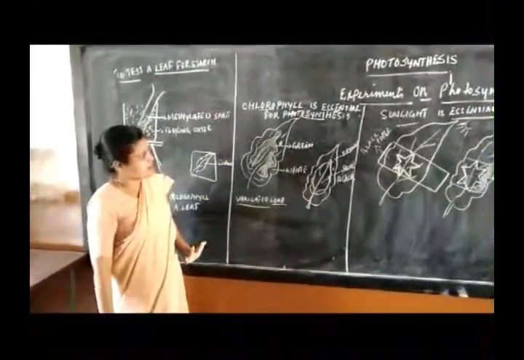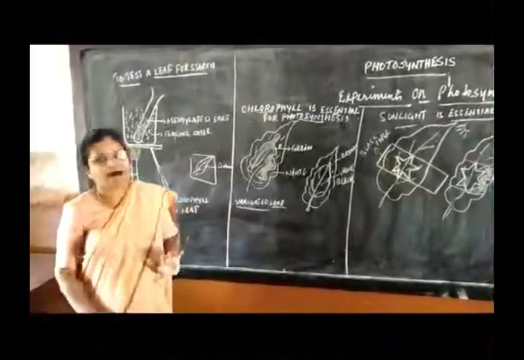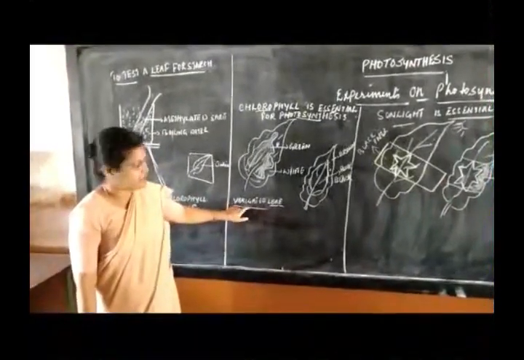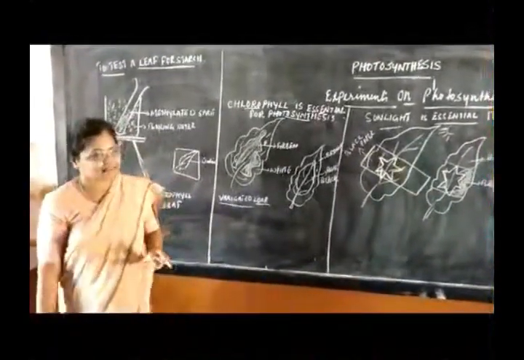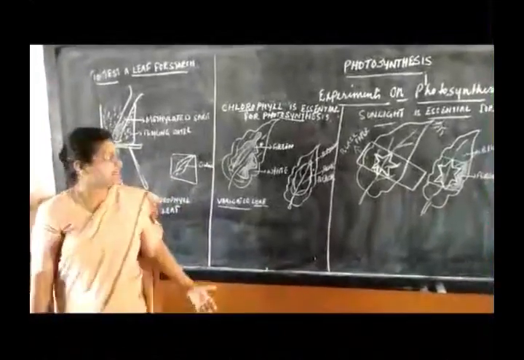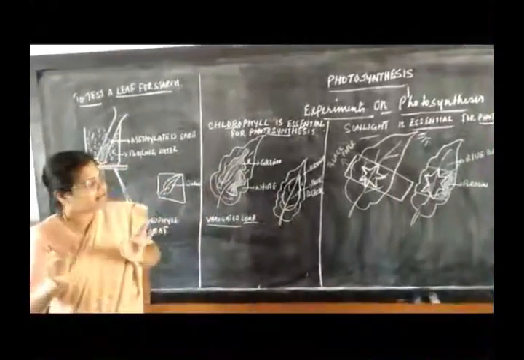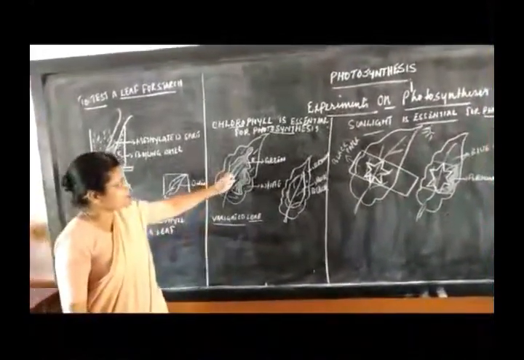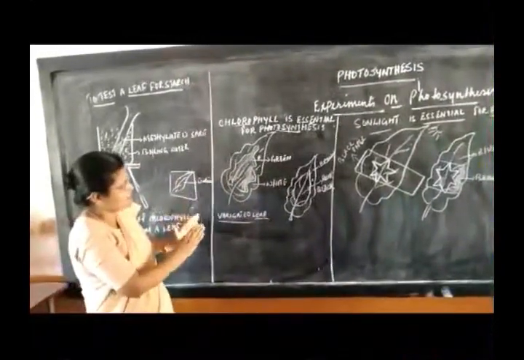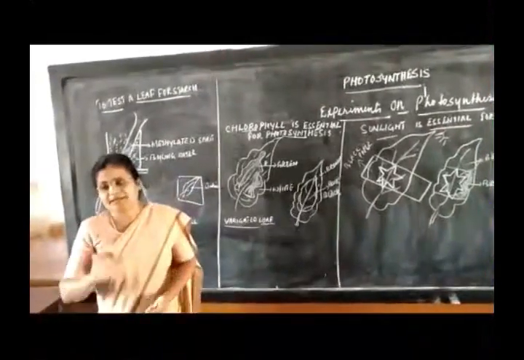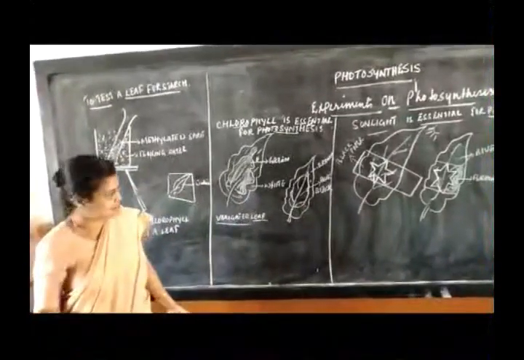To prove that only the chloroplast or the chlorophyll takes part in photosynthesis, you take a variegated leaf. Remember the word variegated, very different: a differently colored leaf with different colors, maybe orange, red, yellow, green. Whenever the diagram looks like this, remember it is a variegated leaf, which contains chlorophyll along with other colors. Whenever you see a diagram of this type in the examination, you simply write: the aim of the experiment is to prove that chlorophyll is essential for photosynthesis.